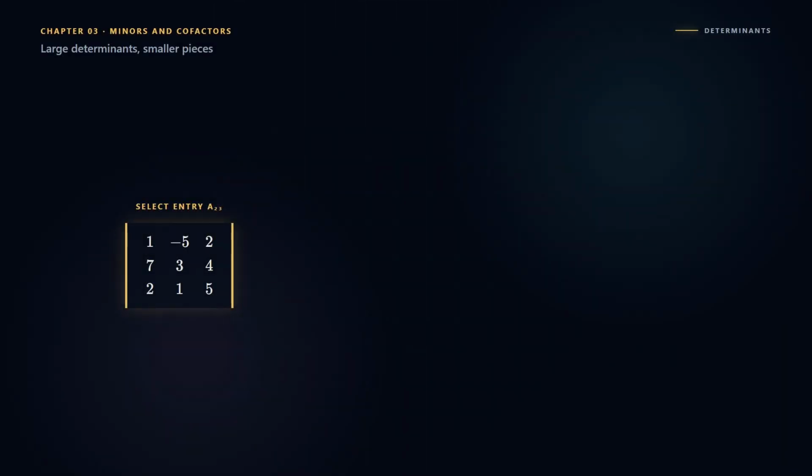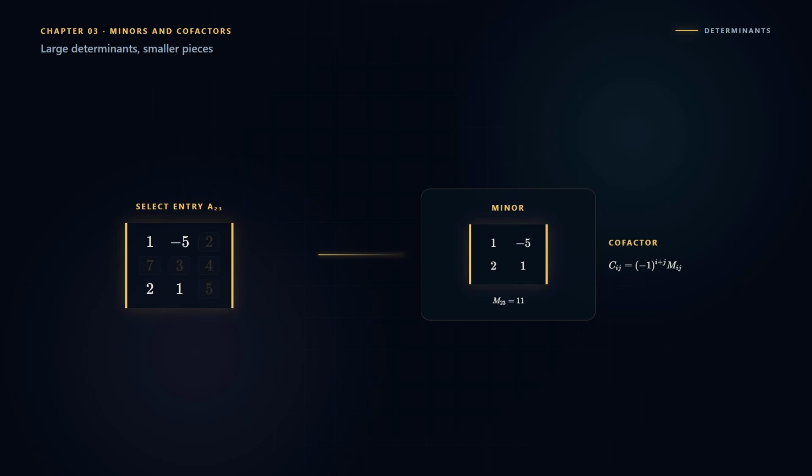A 3 by 3 determinant contains 9 entries, but its calculation can be reduced to familiar 2 by 2 pieces. Choose one entry. Cross out its row and its column. The 4 entries left behind form that entry's minor. The cofactor adds a sign to the minor.